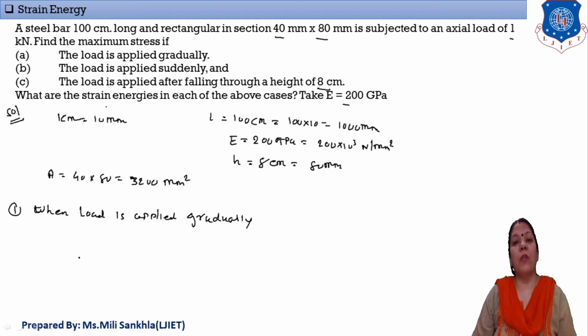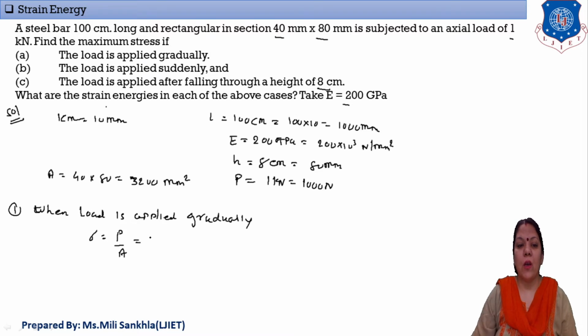Now we discuss all the equations in the theory portion. For load applied gradually, our stress is equal to load divided by area. Here the value of load P is given as 1 kilonewton, and we convert this kilonewton into Newton: 1000 Newton. Clear? Now put the values here: 1000 divided by our area 3200 is equal to 0.3125 Newton per mm square.